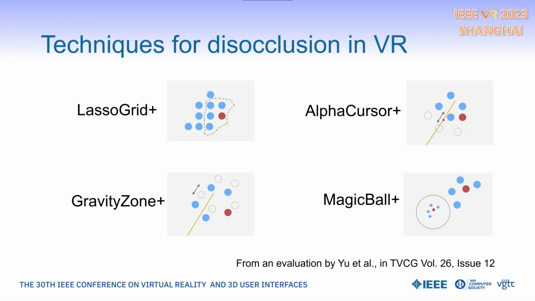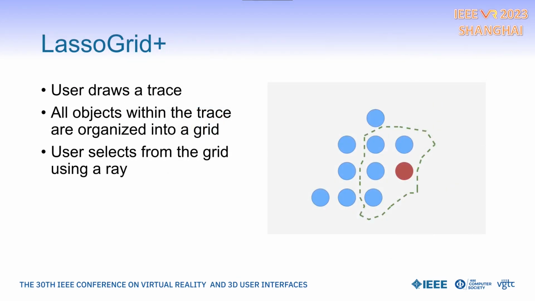There have been attempts to address this problem, and a recent study evaluated a number of selection techniques that help with occlusion and found that lasso grid, alpha cursor, gravity zone, and magic ball were some of the best performers. Lasso grid allows the user to draw a trace, and all objects that fall within that trace are presented on a grid layout. User then selects with a ray.